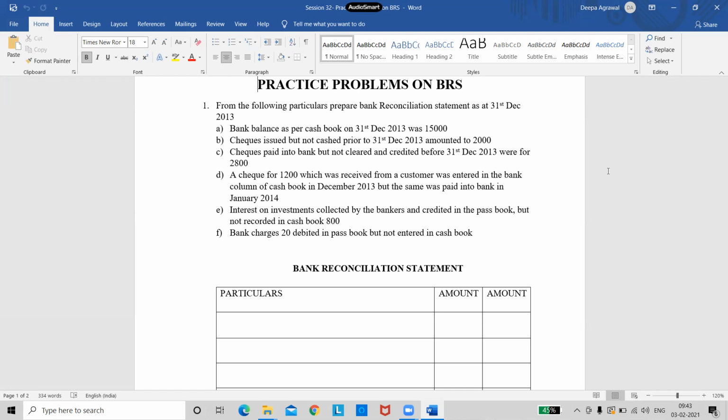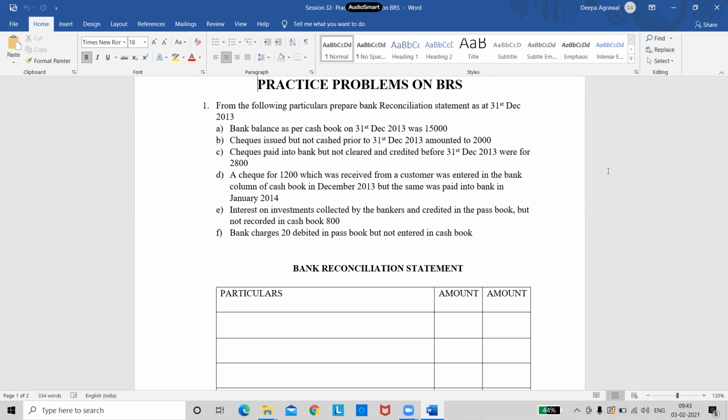The first one says, checks issued but not cashed prior to 31st December 2013 amounted to rupees 2,000. So he says checks were issued but they were not cashed. So when we are issuing checks, which book will record the entry first? Cash book. Cash book will record the entry, correct. And with this entry, the cash book balance will increase or decrease? Decrease, ma'am. It will decrease because it is a payment, right? So the first transaction we have analyzed correctly.